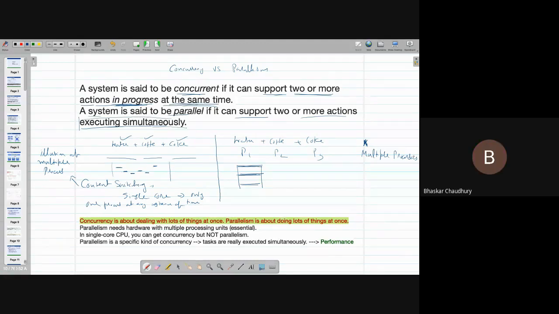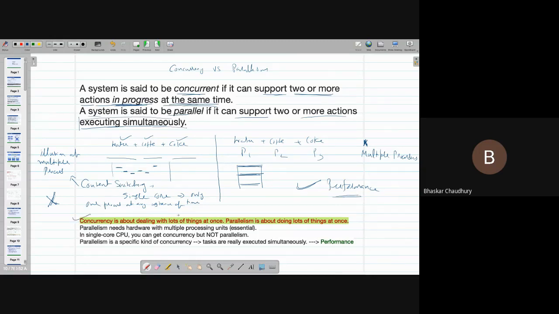Parallelism. Exactly. So concurrency can never give you performance. The goal here is performance. Concurrency just helps you do things in a proper way, so that something does not just hang. There you are switching the context in a very good way, and there is a scheduler doing this context switching for you. But here you are actually getting performance because you have multiple cores.